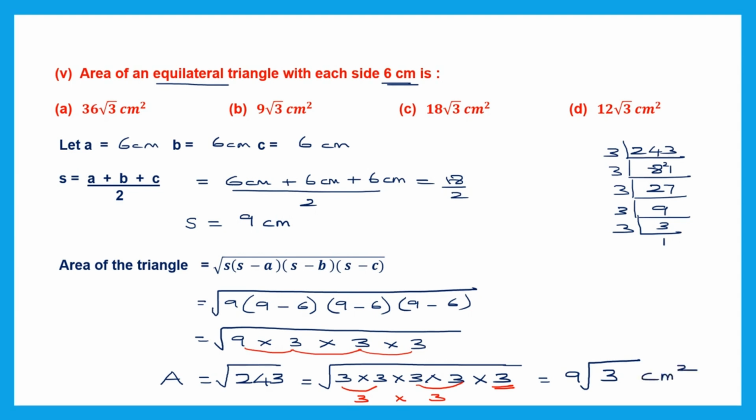So this is the area of this triangle, 9 root 3 centimeter square, and that is option B. Option B is given to us. That is our answer.